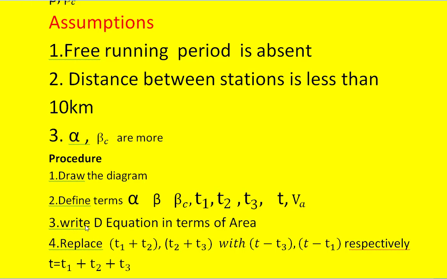Then the third step is write the distance equation in terms of area. Next, fourth step is replace T1 plus T2, T2 plus T3 with T minus T3, T minus T1 respectively. If you observe properly here, we know small t is equal to T1 plus T2 plus T3. So when you want to replace T1 plus T2, you have to subtract T3 from the small t. So that is what we have written. Similarly here we are replacing T2 plus T3 like this.